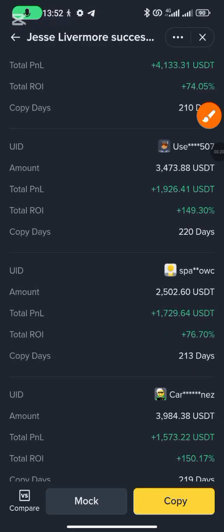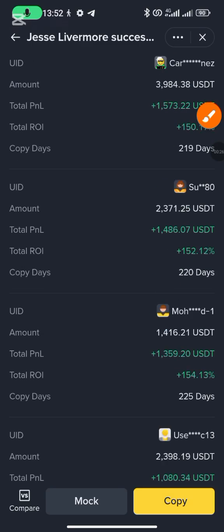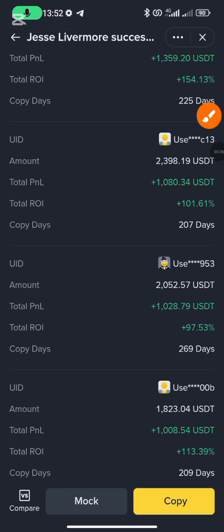Now look at the third trade. The people that copied this trade made about 76%. So if I keep scrolling down, you see people that copied this particular trade made 94%. You can see 101%. You can see 154% of their total copy amount. So in this video, I'm going to show you the best settings and filters to apply in order to copy a particular profitable trade instead of losing your money copying a random trade.